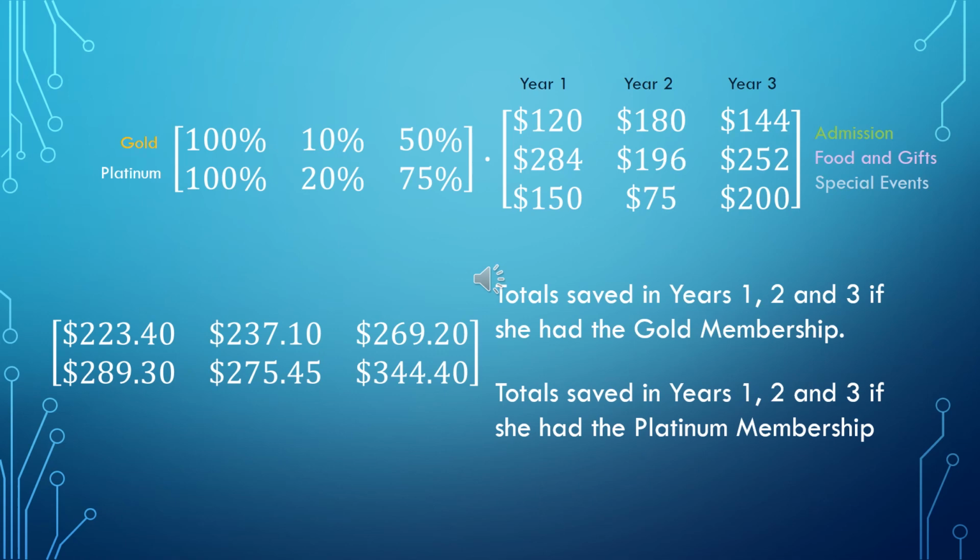And then last but not least, I go across row 2, down column 3, 1 times 144 plus 0.2 times 252 plus 0.75 times 200. I get 344.40. So these give me the total saved in years 1, 2, and 3 if she had the gold membership or the platinum membership.